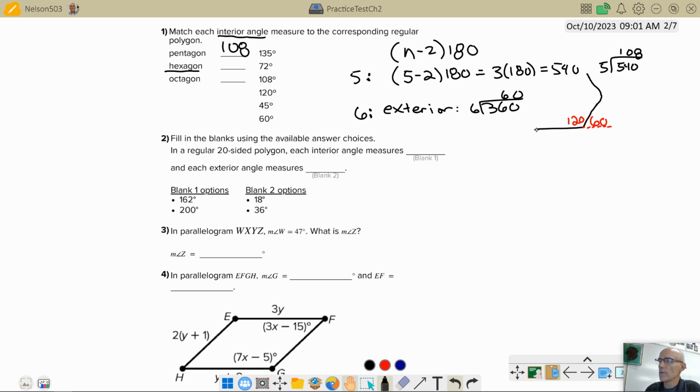So let me just see if I can make this clear. I'm not drawing the whole hexagon. I'm just drawing one little corner of the hexagon so I could study that idea. So that means the hexagon has a 120 degree angle.